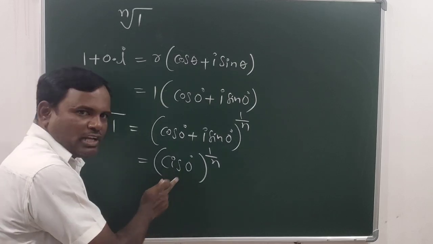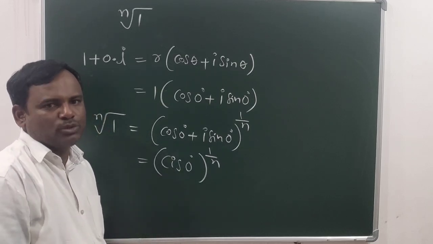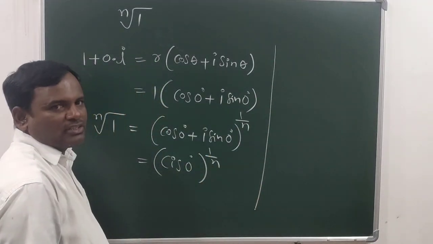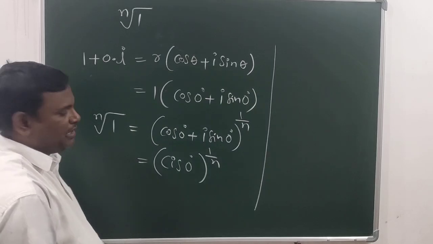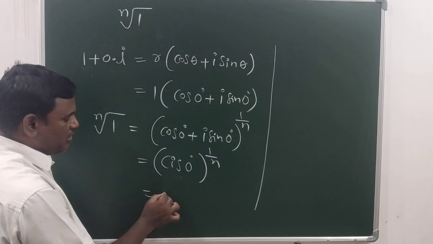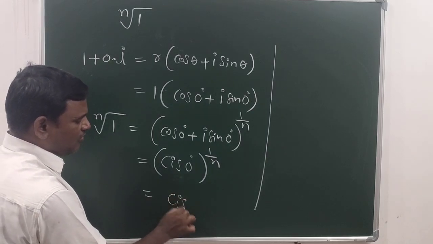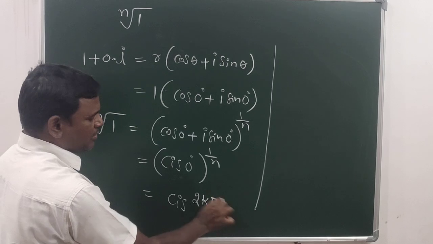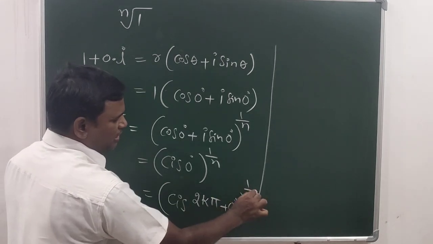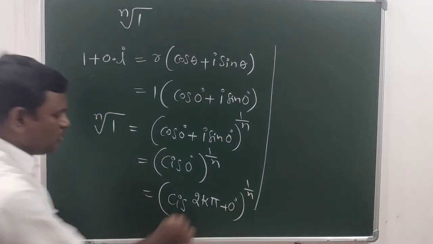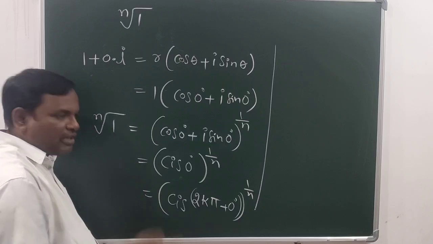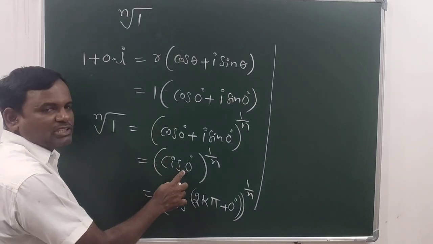So now with the help of this, I would like to write the general solution of this. You know, for the general solution we need to add 2k pi. So write the general solution of this nth root of unity. What do we get here? Cis of 2k pi plus 0 degrees, whole power 1 by n. So here no confusion at all. In one rotation, this is called the principal solution.